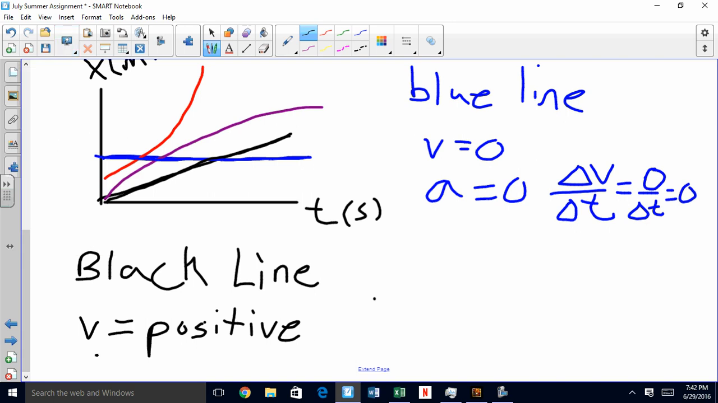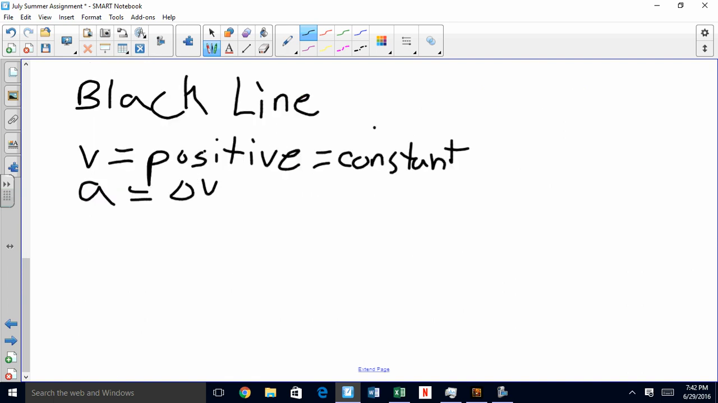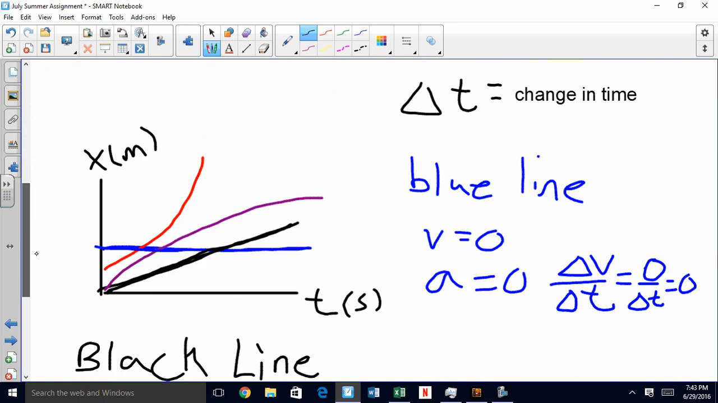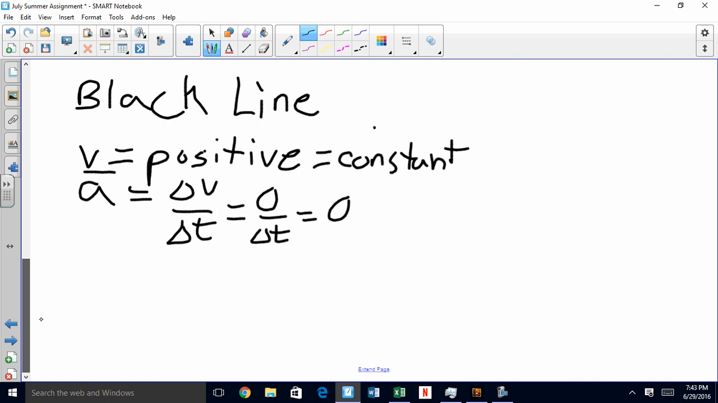And this is the velocity, and if you look at it, it is a nice even slope. So this is constant positive velocity. If this is a constant positive velocity, that means your velocity is not changing. So if we think of acceleration as change in velocity over change in time, I should say average acceleration, we have 0 over, I don't know what delta t is, but it's not 0, and that's going to be 0 again.